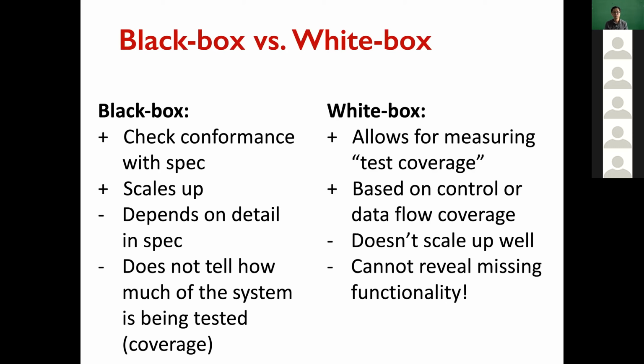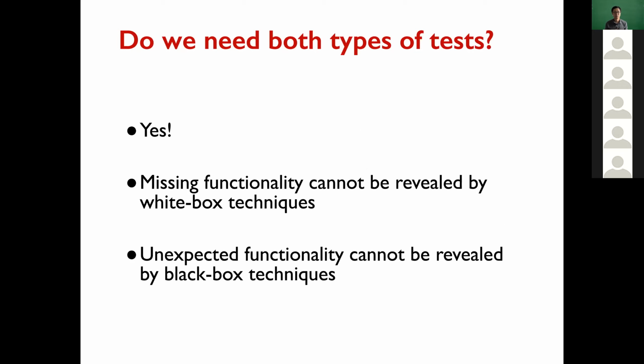Do we need black box testing or white box testing? Or do we need both of them? The answer is yes, we need both of them. Because missing functionality cannot be revealed by white box techniques, and white box testing is hard to scale. Also, unexpected functionality cannot be revealed by black box techniques, because in black box techniques we only check the requirements. If there is additional, unexpected functionality, we don't even know, right? So we need both black box testing and white box testing.